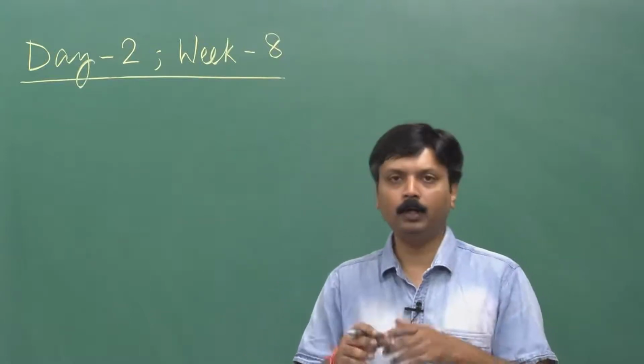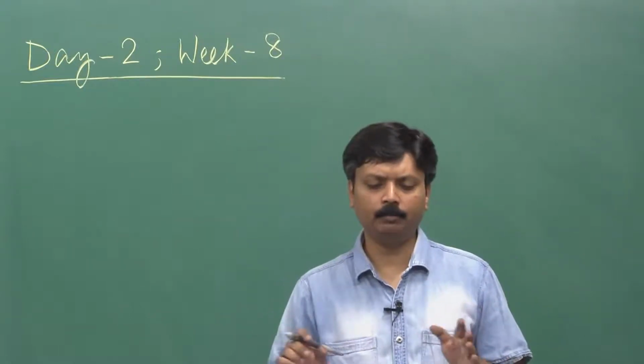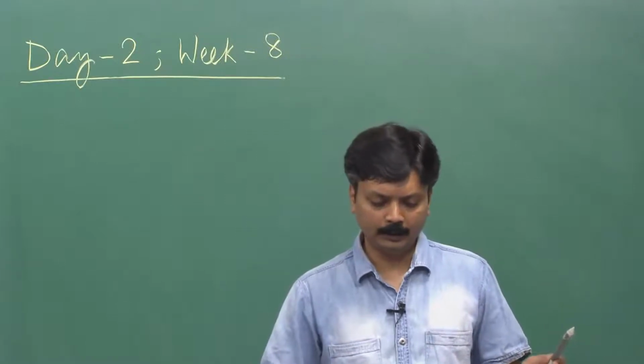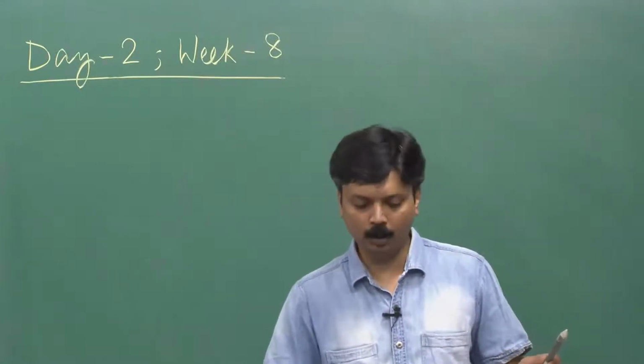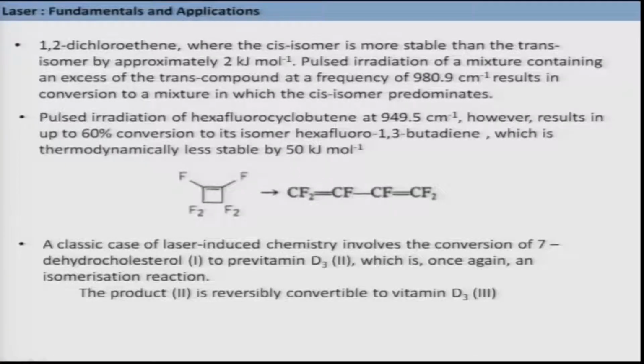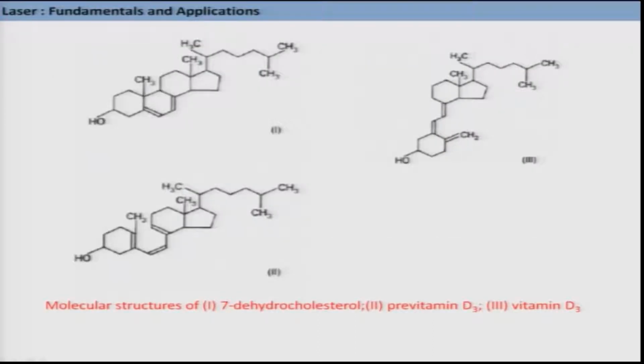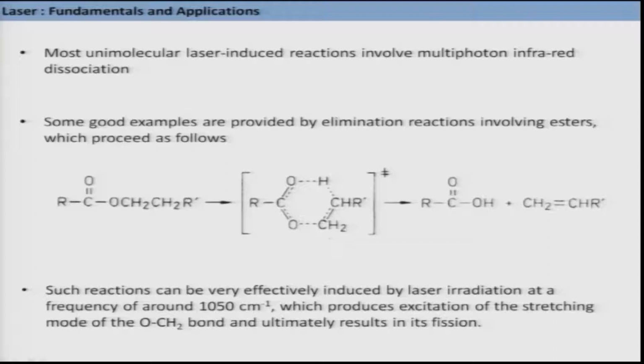In the last class we stopped where we discussed the conversion of this 7-dehydrocholesterol to the pre-vitamin D3 and its conversion to finally D3, and these are the chemical structures of those three molecules. Now, most unimolecular laser induced reactions involved multiphoton infrared dissociation. Let us get some good examples.